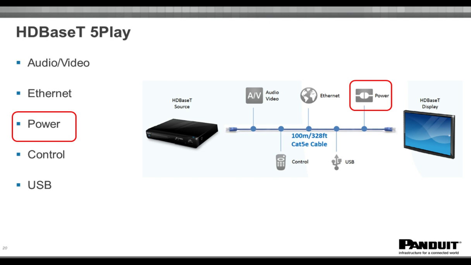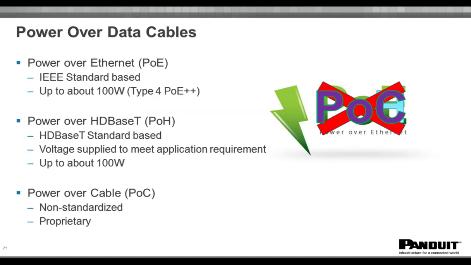So speaking of that, we're going to look at another aspect of that HD-BaseT play, which is the power component. So the first power over data cable standard that we're going to look at is power over Ethernet, or PoE. This is IEEE standards based, and this is up to 100 watts, and that's for Type 4 PoE++, and that's at the source.